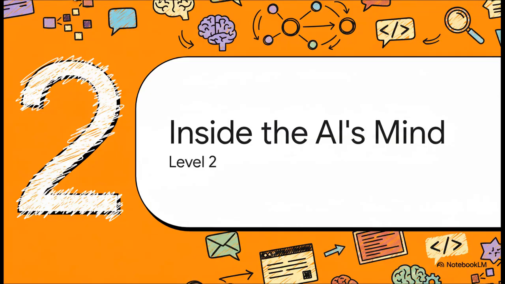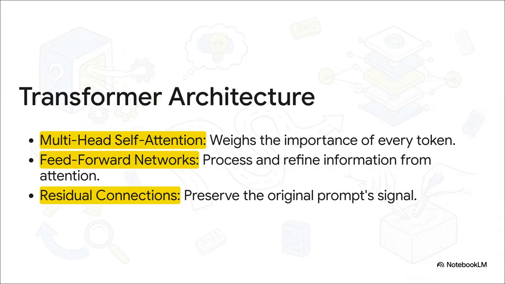So, we know how the AI sees our words. Let's unlock level 2, how it thinks about them. This is where we go from language to actual logic. The AI's brain is built on what's called a transformer architecture. Now forget the jargon for a sec. At its heart is a really powerful idea, multi-head self-attention.